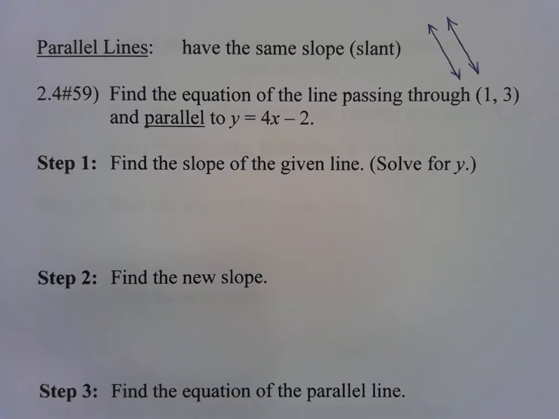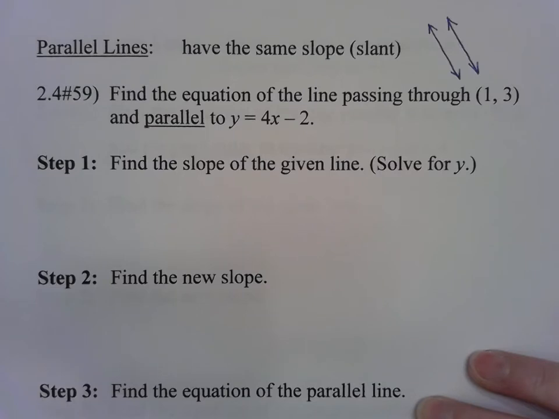So we might be asked, we're going to kind of incorporate this into what we were already doing: find the equation of a line passing through the point 1, 3 and parallel to the line y equals 4x minus 2. Okay, so the information that we're given is kind of the same type. We just have to decode it a little bit.